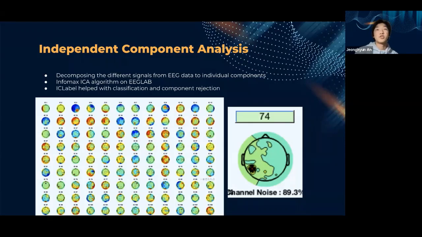The image on the right shows one of the components that we would have rejected. ICLabel has resources on which components to reject, and that was one that we primarily referred to for rejecting these components. So component 74, for example, has a big red region on the side, and this is most likely channel noise. So this would be one of the components that we would have rejected.